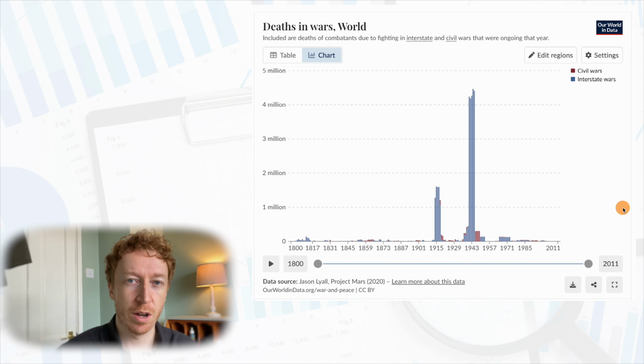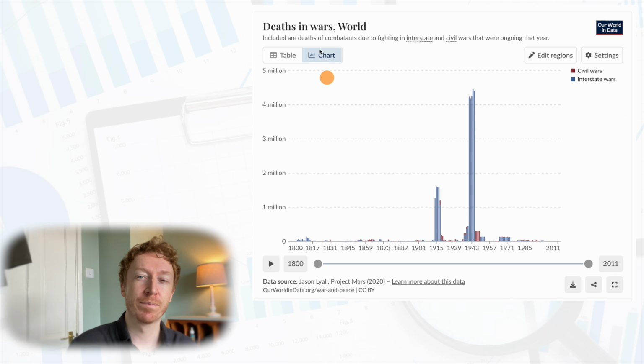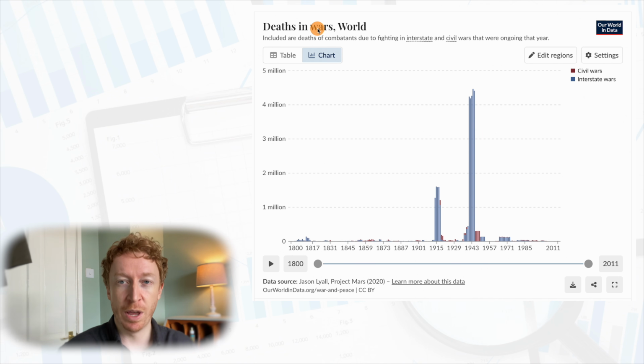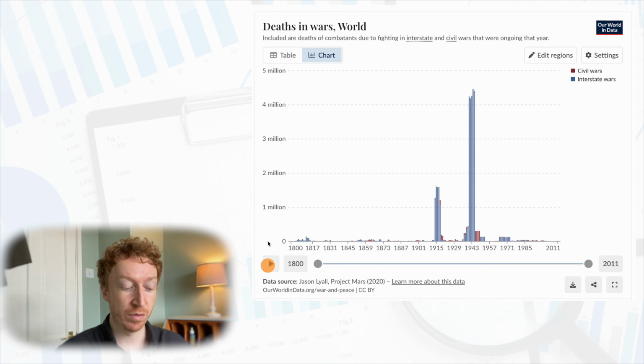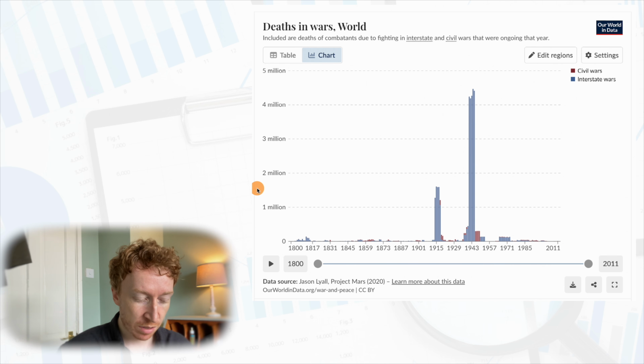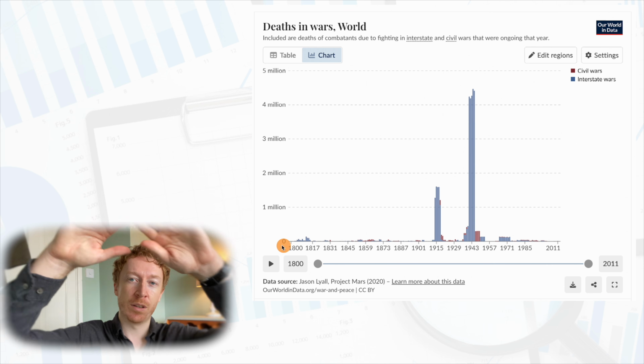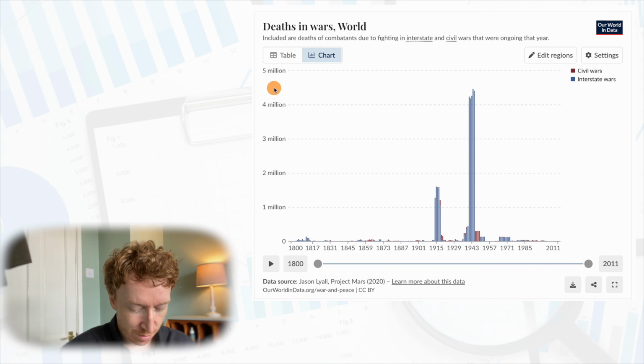For the second chart, we have a bar chart. Okay, this is a bar chart. And again, it just shows the number of deaths per year in any kinds of wars around the world. So let's look at it. On the y-axis, we have the number of deaths in war, ranging from 0 to 5 million at the maximum point. And on the x-axis, we have the year.